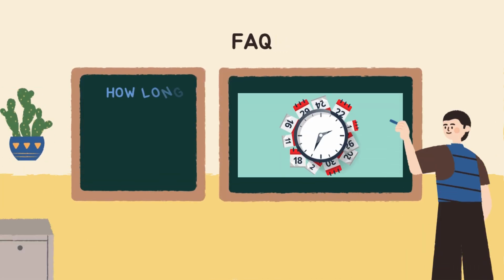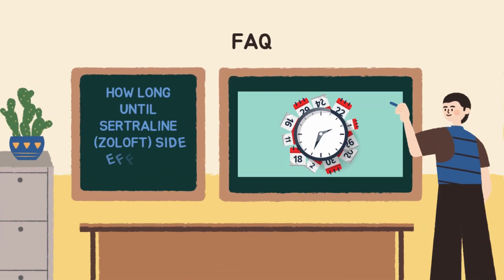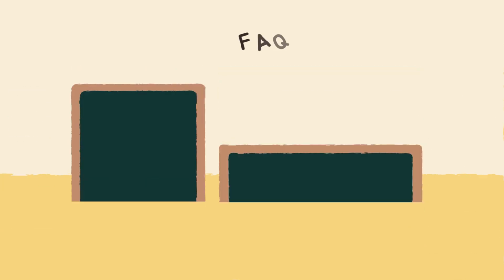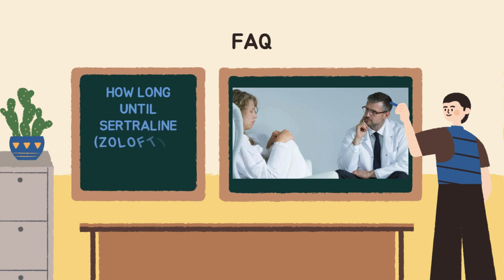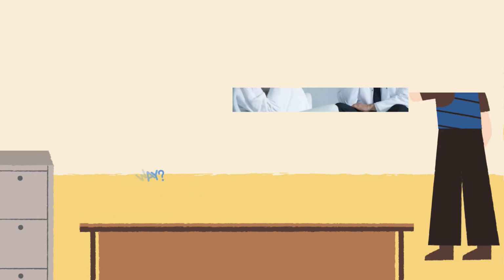How long until sertraline, Zoloft, side effects go away? Many side effects from sertraline, Zoloft, such as nausea or sleeping problems, can get better over time. You're more likely to get side effects when first starting the medication and with dose changes. If any side effects become too bothersome for you, let your psychiatrist know. They might adjust your sertraline, Zoloft, dose or recommend certain tips to manage side effects.